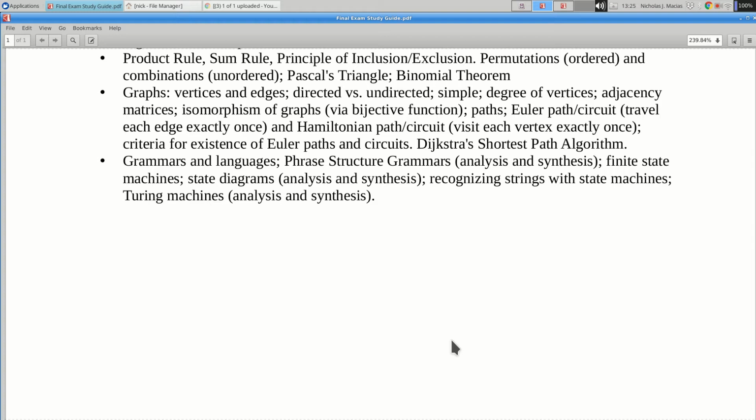What would be the format of these things? 10 pages, 10 questions. Similar in feel to the midterm, basically. Just more topics.